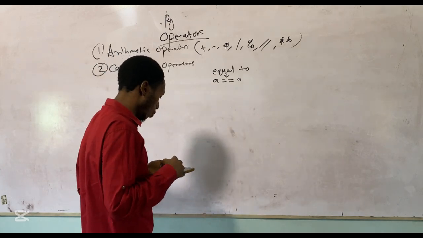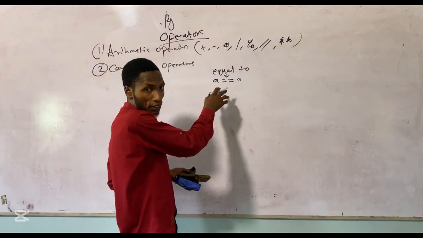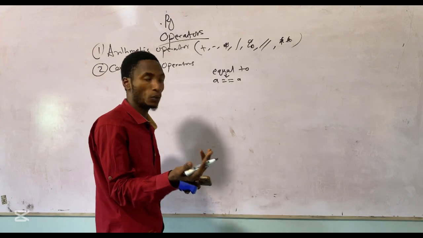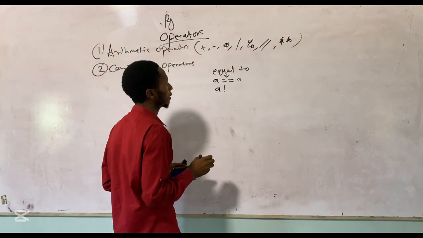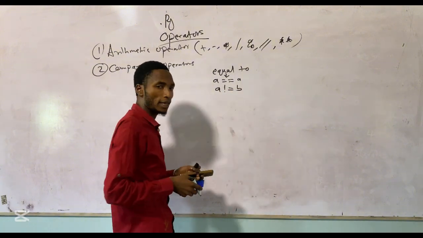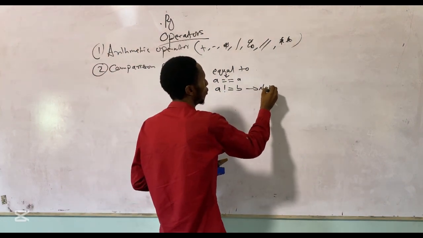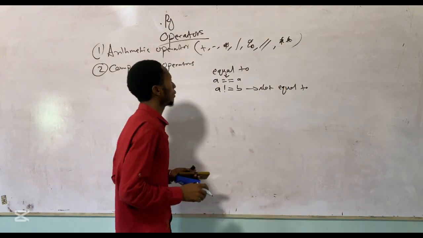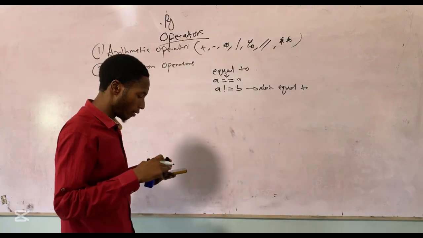Then also we have not equal to. That's the negation of this. How can you express not equal to? You'll express not equal to with this exclamation mark, then with something like this. Then this is what we call not equal to. So we are still under comparison operators. You see, we are comparing, right?